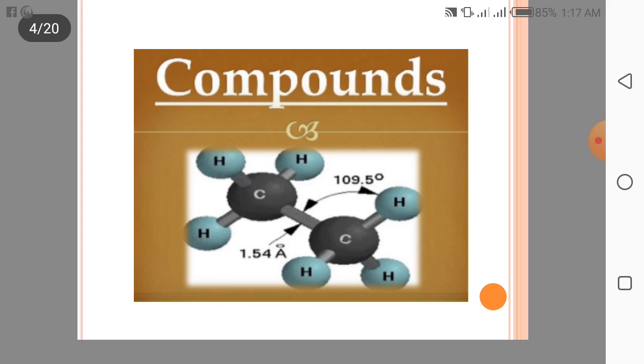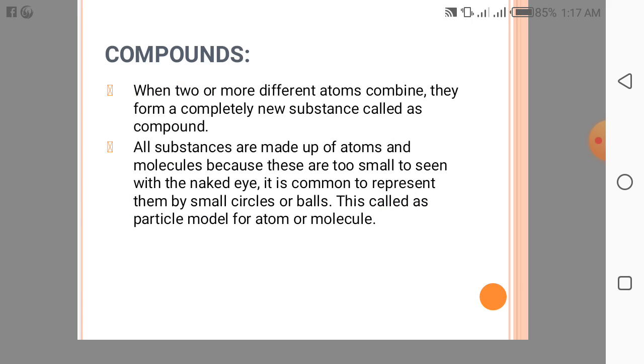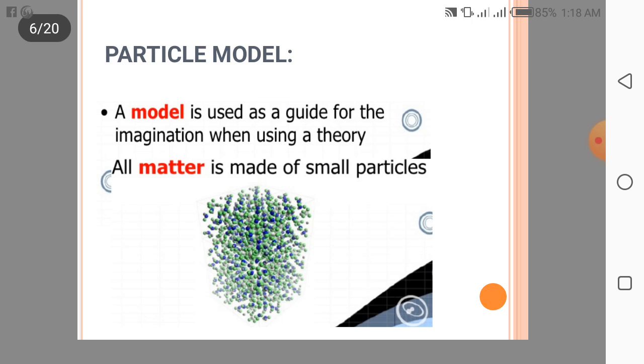Next is compound. We are going to discuss the compounds. When two or more different atoms combine, they form a completely new substance that is known as a compound. All substances are made up of atoms and molecules, which are too small to be seen with the naked eye. It is common to represent them by a small circle or a ball, and this is known as a particle model for the atom and the molecules. A model is used as a guide for the imagination when using a theory. All matter is made up of small particles.